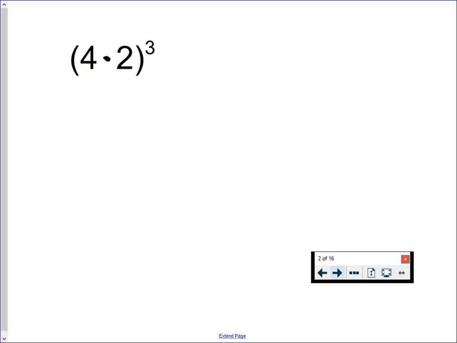But before we mix in the fractions, let's just do a little review with our whole numbers. So we've had problems that look like 4 times 2 to the third power, which really means 8 to the third power, which really means 8 times 8 times 8.